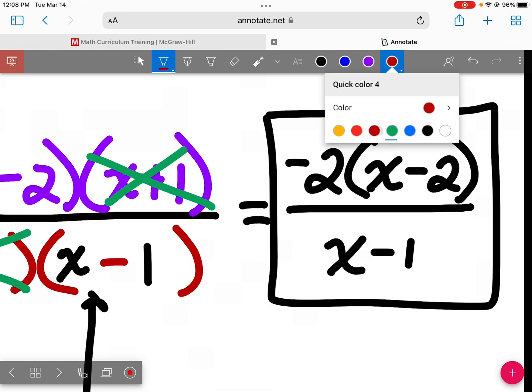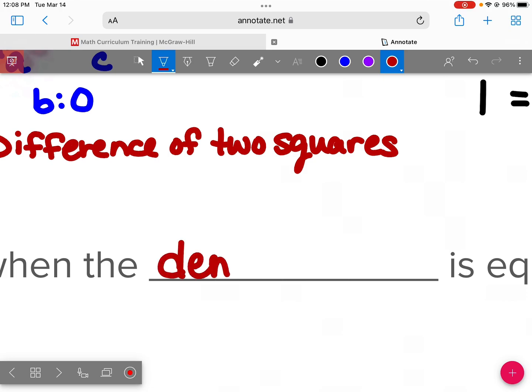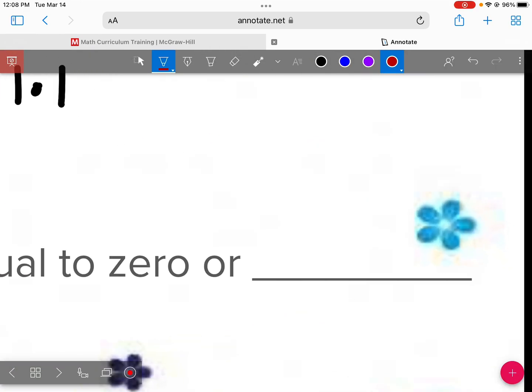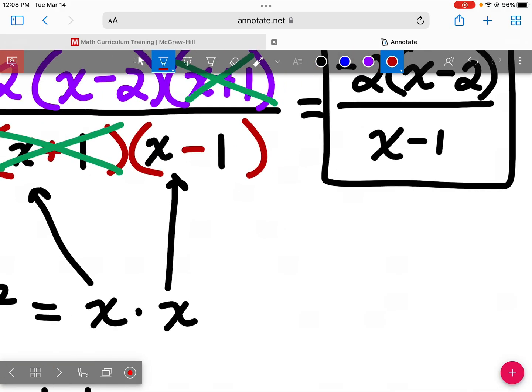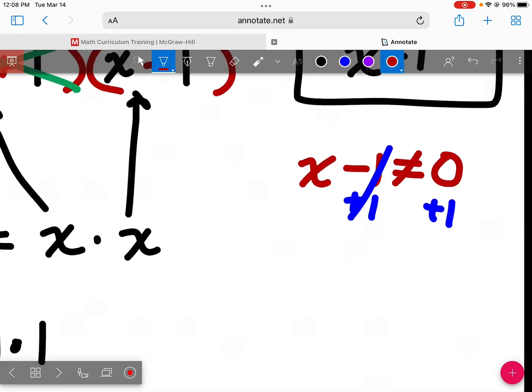And very last piece. What is my denominator not allowed to be equal to? Cannot be positive 1 or negative 1? Positive 1. We take that denominator, x minus 1. Denominator is not allowed to be equal to 0. So I add 1 to both sides. X cannot be 1.